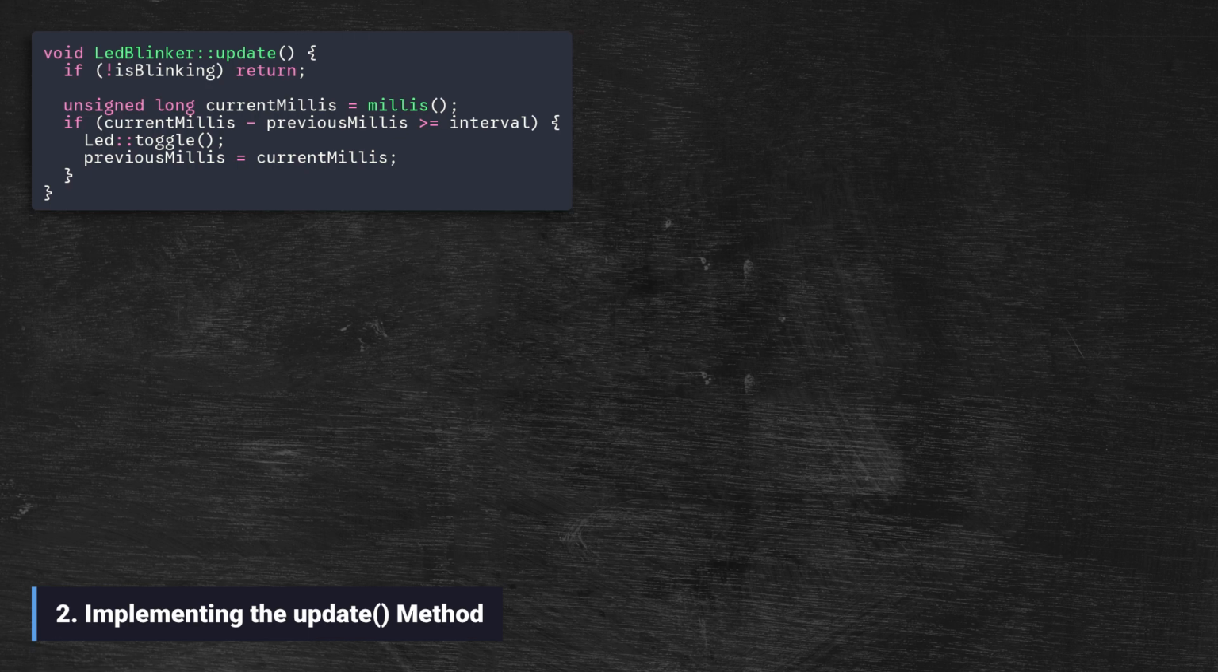Inside LEDBlinker.cpp, we define the update method. First, we check the isBlinking flag. If it is false, we return immediately to save processing power. If it is true, we perform our timing check using millis. When the interval expires, we call the parent's toggle method to change the light state.